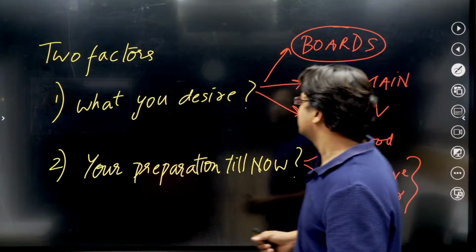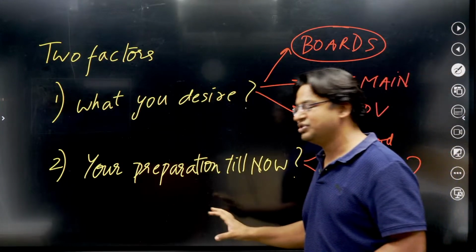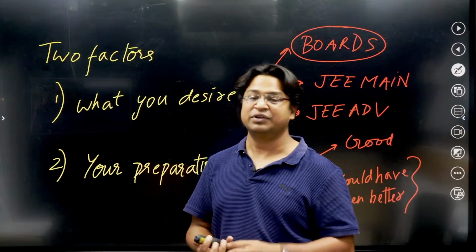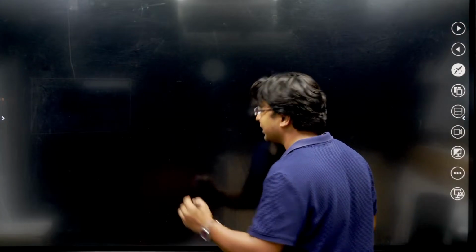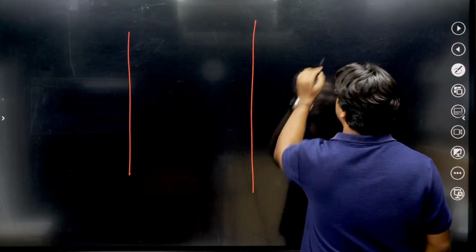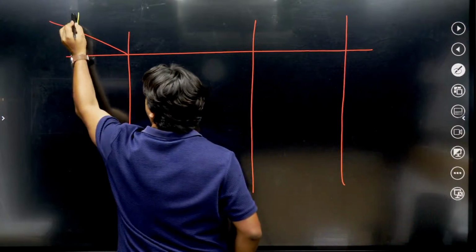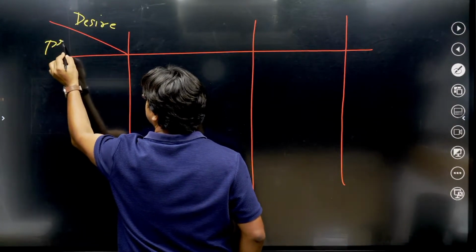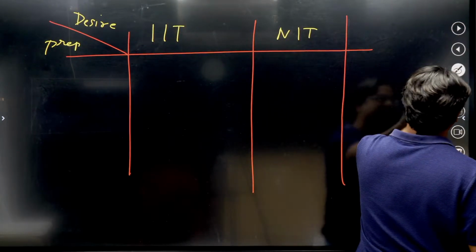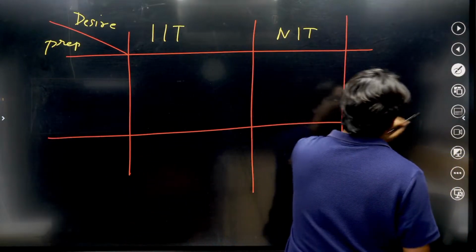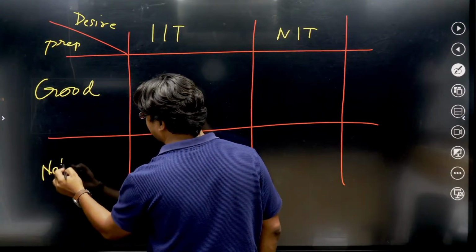We'll come to that. So I believe that what you desire is either JEE Main or JEE Advanced. Your preparation till now, you have followed the basic hygiene, or you have not followed it due to whatever reasons. Sometimes we lose interest, sometimes we fall sick, so other reasons have been there. So let me try to make a matrix kind of situation, and then maybe we can discuss. What we desire, I'm writing here, and the preparation status I'm writing here. If I desire IIT, if I desire NIT, what should be my focus area? And based on the preparation, let's say my preparation has been good till now, that means I've followed the basic hygiene, or maybe it is not so good.